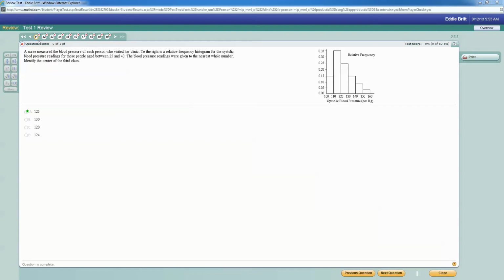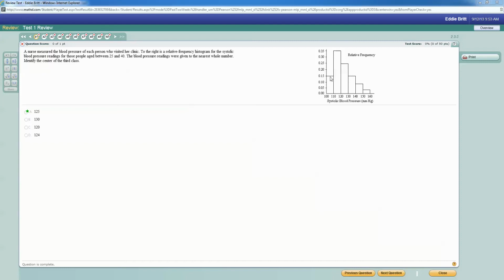We came up with problem number 41. This problem gives us a relative frequency histogram, and the blood pressure readings were given to the nearest whole number. Identify the center of the third class.